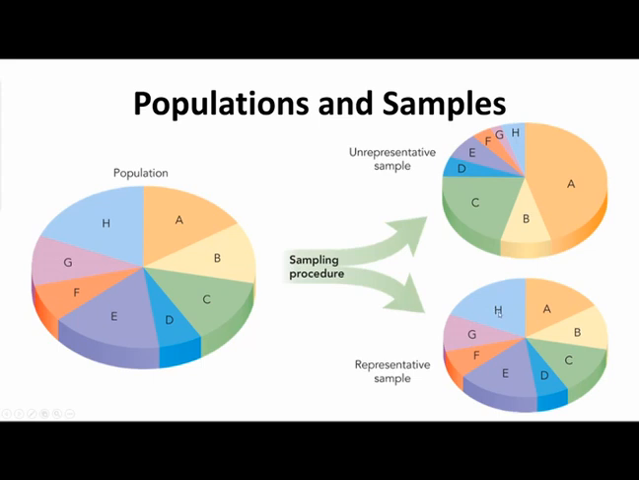If you have an unrepresentative sample, like the pie chart on the top here, you are going to have bias in your sample, where in this case, we ended up studying almost half of the people in our sample ended up being art students.